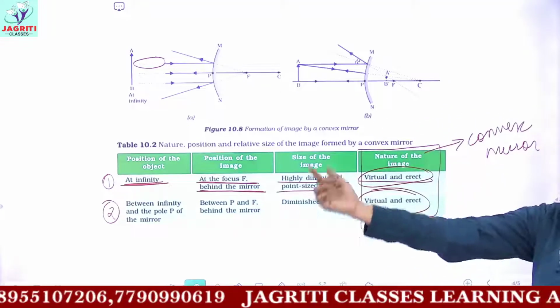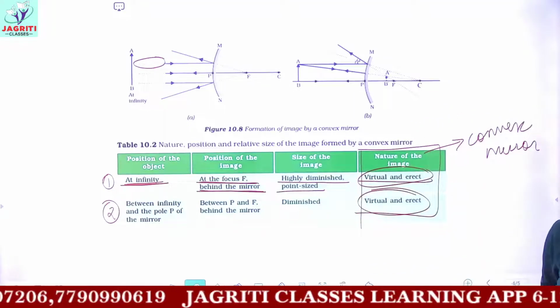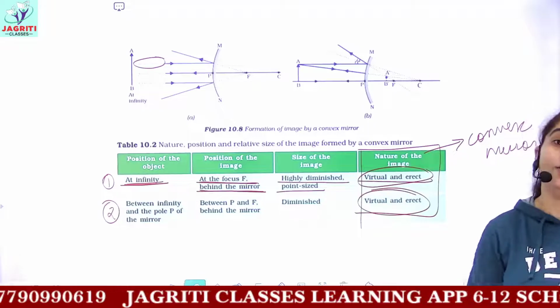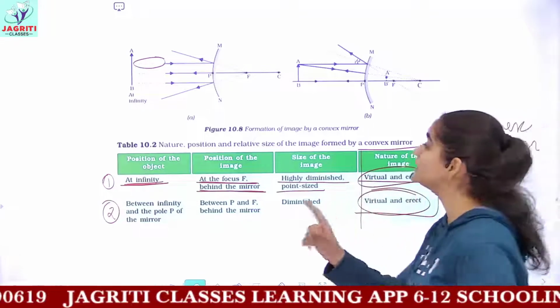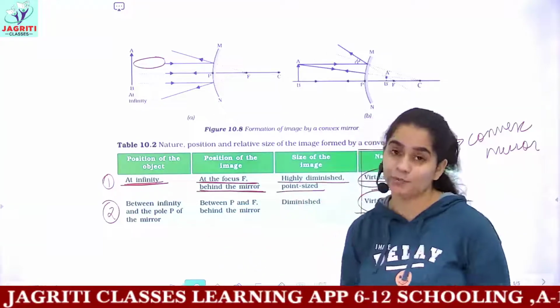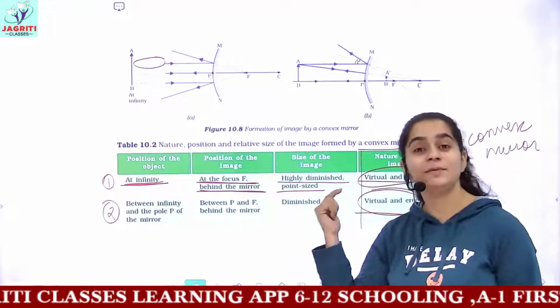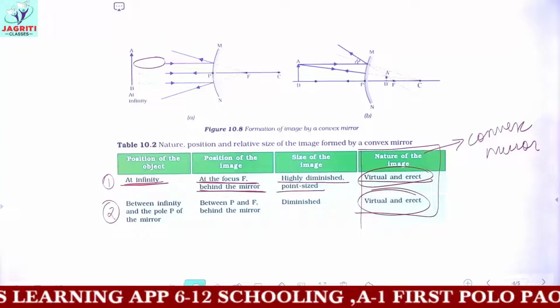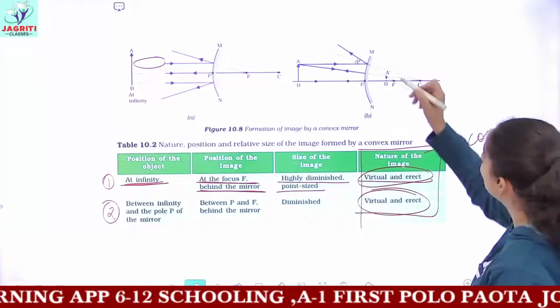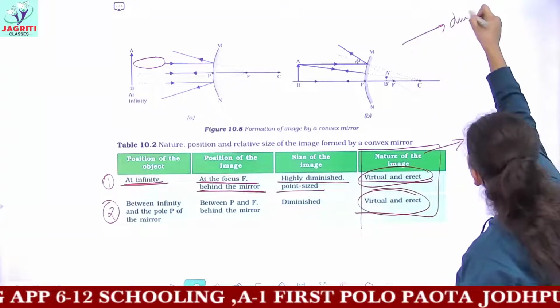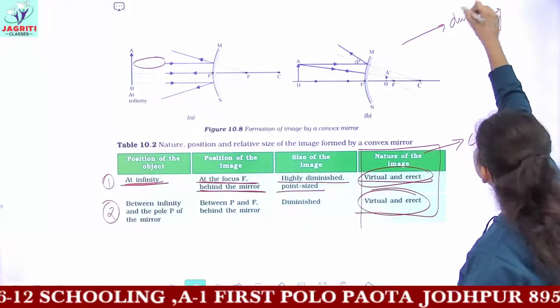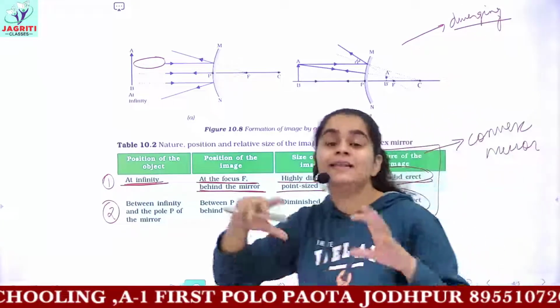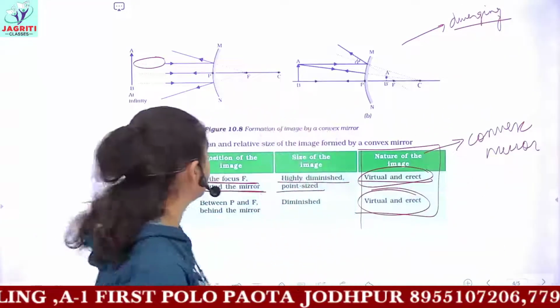Whereas for concave mirror, you have the image formed to be real and inverted. Only in one single case, virtual and erect is formed, when the object is between F and P, pole and focus. But here, everywhere, you will have virtual and erect image. Remember, convex mirror is a kind of diverging mirror. That means the light rays will not meet, they appear to meet at a point.